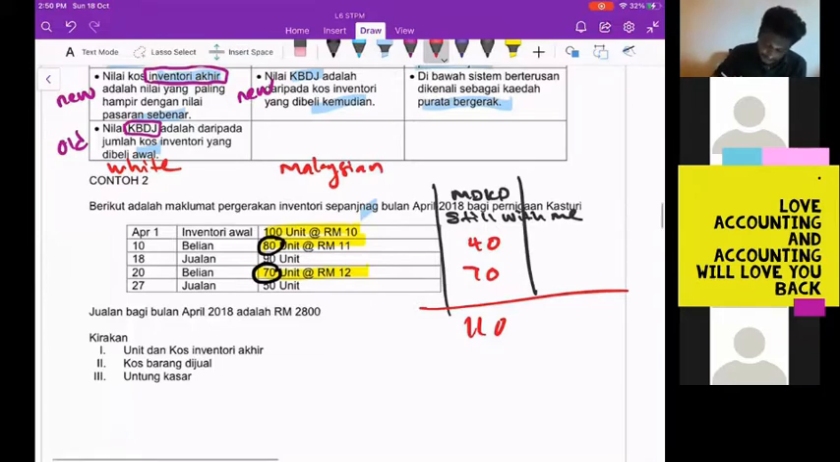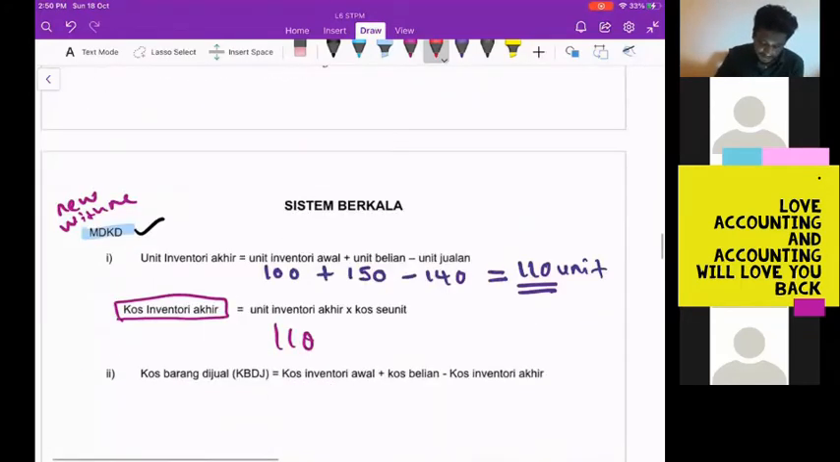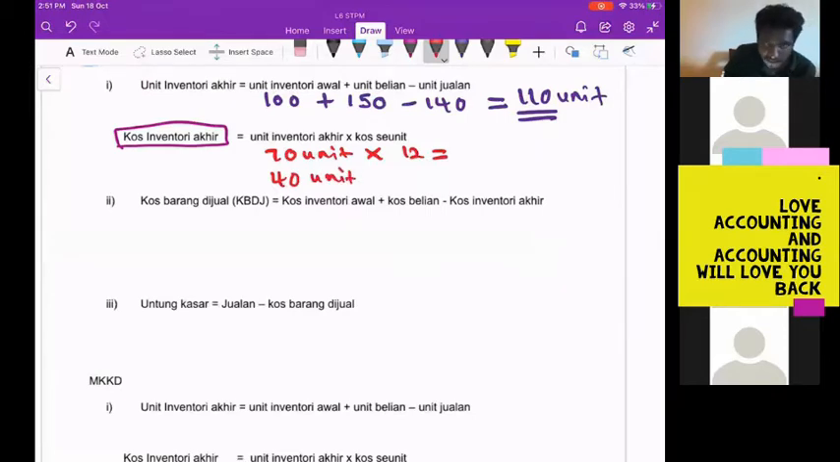Okay, so now what I do is, 70 is 12 ringgit, 40 is 11 ringgit. So how I get 110? This 110, I cannot get a total one by one. First one is 70 unit, darab dengan 12 ringgit. 40 unit, I do this and I explain again. 40 unit times with 11 ringgit. So I get a total.